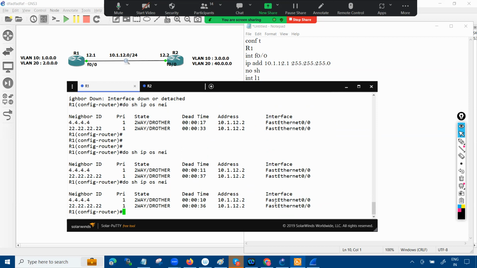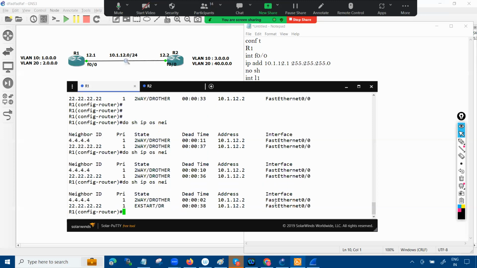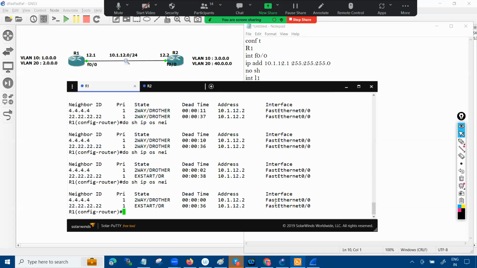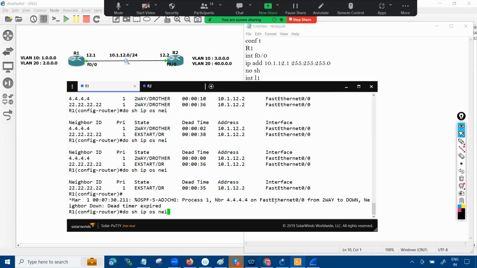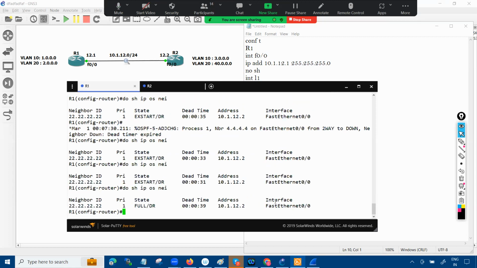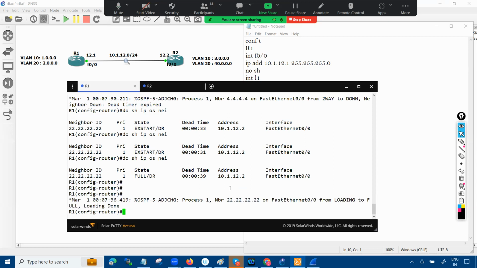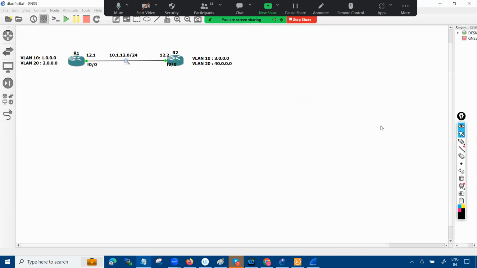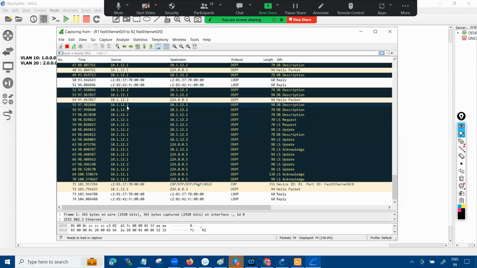OSPF is a little slow protocol, man. So 40 seconds, the DR/BDR election state is going on right now. So all done, we formed the neighborship. So if you see the hello packet of both the protocols right now, what I can do is this.